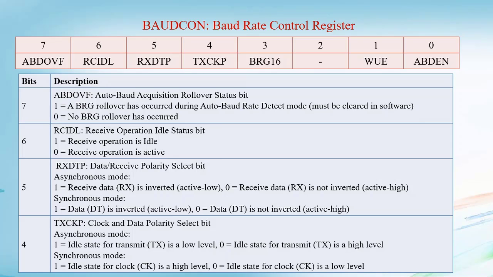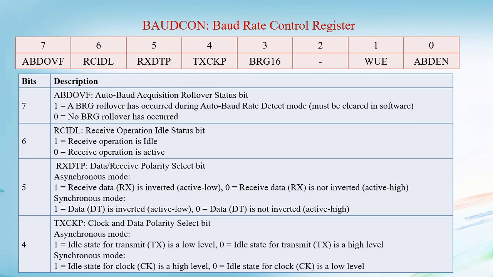Then bit 6, RCIDL, the receive operation idle status bit. If this bit equals 1, the receive operation is idle. If it equals 0, the receive operation is active. Then bit 5, RXDTP, the data receive polarity select bit. In asynchronous mode, if this bit equals 1, received data is inverted, and if it equals 0, received data is not inverted. Same for the synchronous mode also.